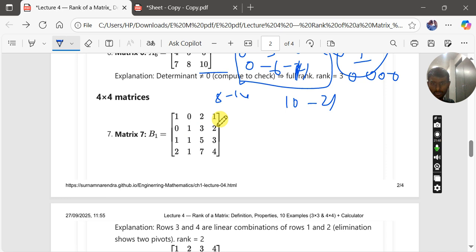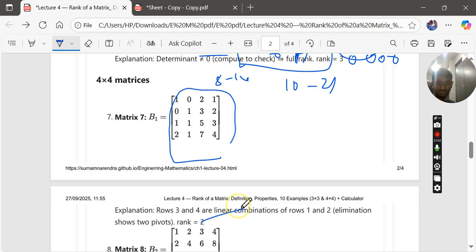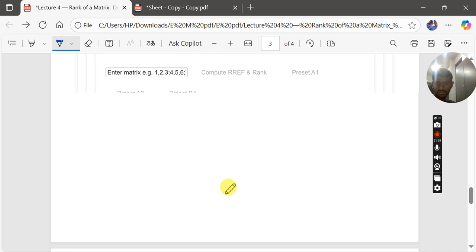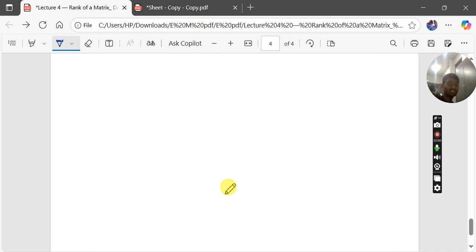And again, I think we have done this example already, so the explanation is also given there. This is also done. Okay, and then there will be a calculator: you can just give your matrix and it will give the value. I hope there is no doubt from the rank concept.